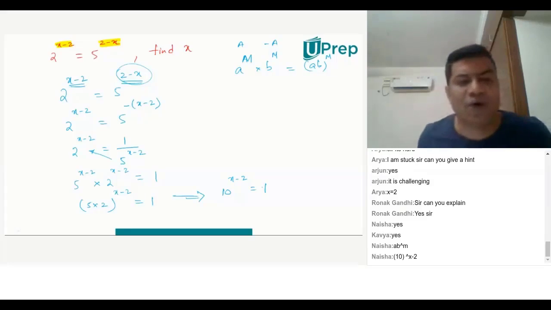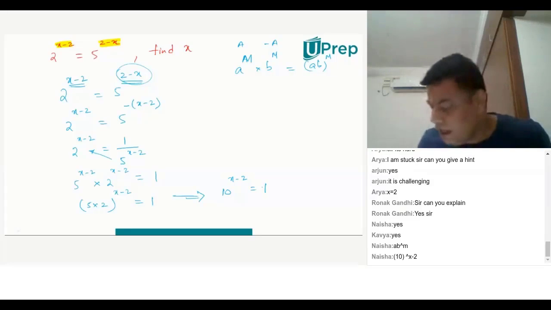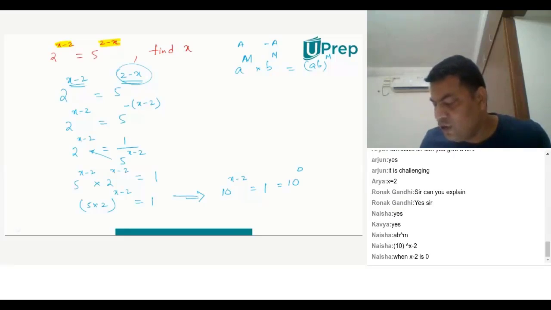When will 10 to the power of x minus 2 be equal to 1? Here 1 can be written as 10 to the power of 0. Basically 10 to the power of x minus 2 will be equal to 1 only when the power is equal to 0, because 1 can be written as 10 to the power of 0. Now bases are equal, so powers should be equal. That means your x minus 2 should be equal to 0. Therefore x is equal to 2.